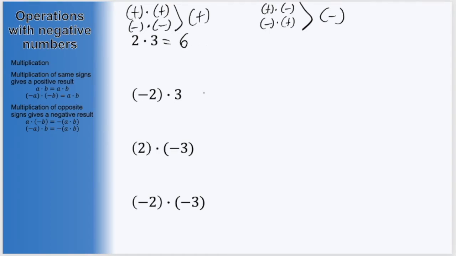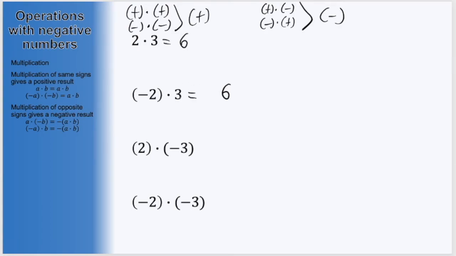But now let's introduce some negatives into this situation. Consider negative 2 times positive 3. Again, we can just multiply the two numbers together. 2 times 3 gives us 6. But we must account for any signs.